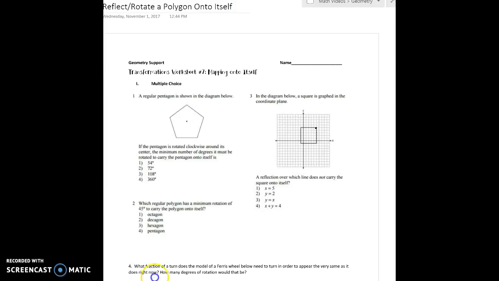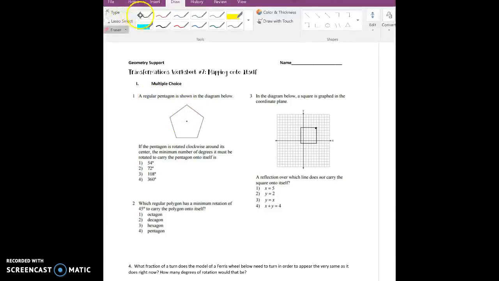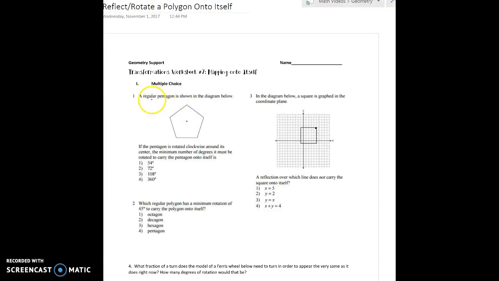So we're just going to talk about number 1 and number 3. So number 1, it's a regular pentagon. That means that all the sides are the same. And it wants the minimum number of degrees. I'm going to find all the degrees so you can see it, but you only need the minimum.